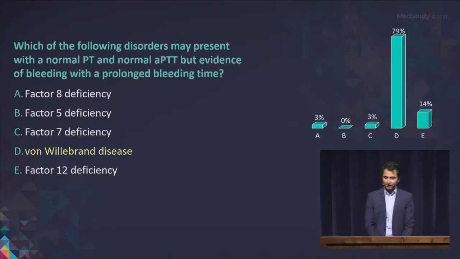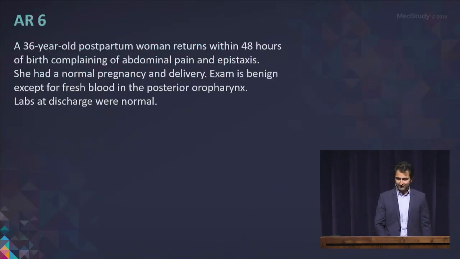Fantastic. So this is what von Willebrand's disease looked like. Bleeding time is a measure of platelet function. You recognize that if the PT and PTT are normal, it can't be factor 8, it can't be factor 12, it could be factor 13, right? But not 12. So that's great. So you guys got that.